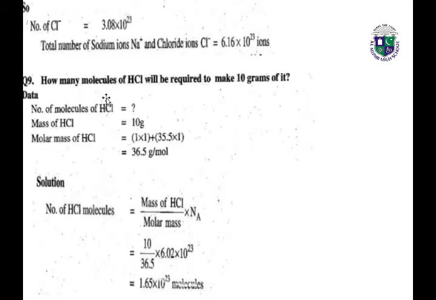Question number 9, how many molecules of HCl will be required to make 10 grams of it? We have to find the number of molecules of HCl, hydrochloric acid. The mass is given, which is 10 grams. We can easily find the molar mass of HCl by calculating the molar masses of hydrogen and chlorine separately, and then adding them. We get the molar mass of HCl, which is 36.5 grams per mole. To find the number of molecules of HCl, we have this formula. It is the same formula as we discussed in all numerical type questions. By putting the values, we get the answer, which is the number of molecules of HCl.